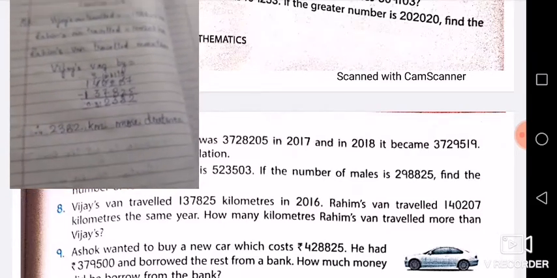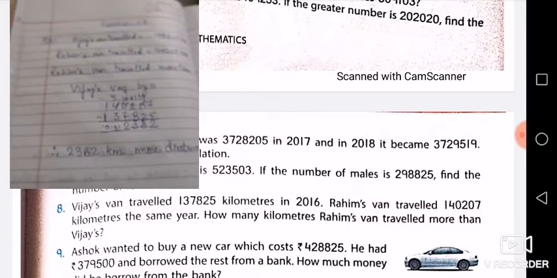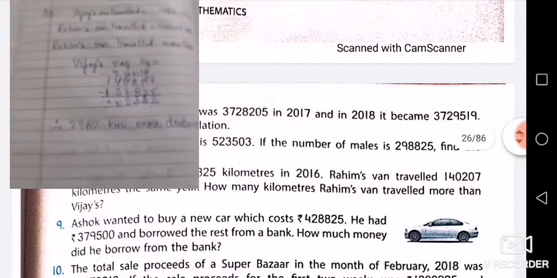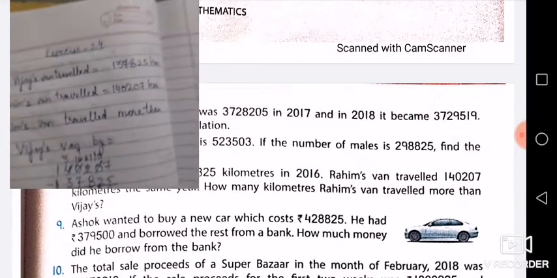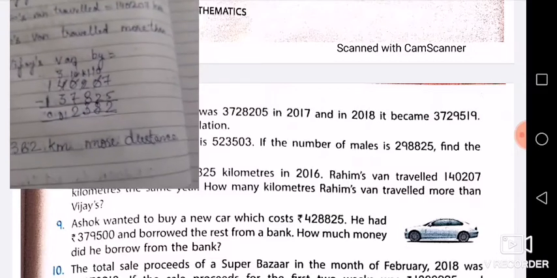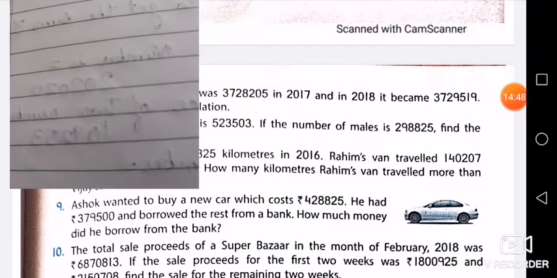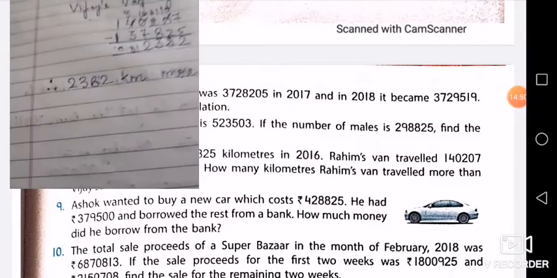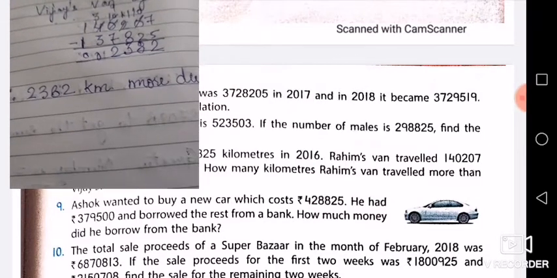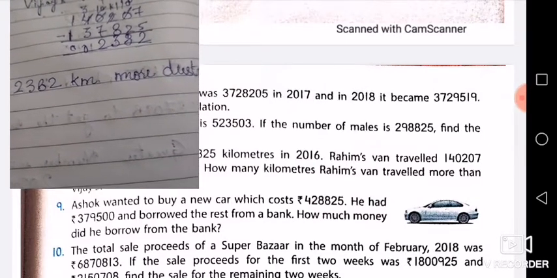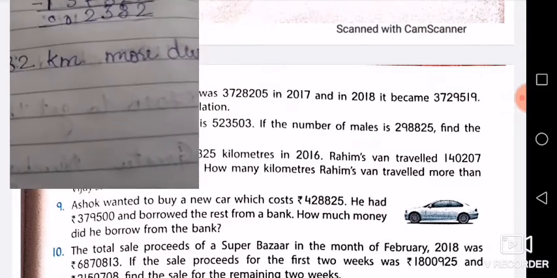It's quite easy. So this we have done it, therefore 2,382 kilometer more distance was travelled by Rahim's van.